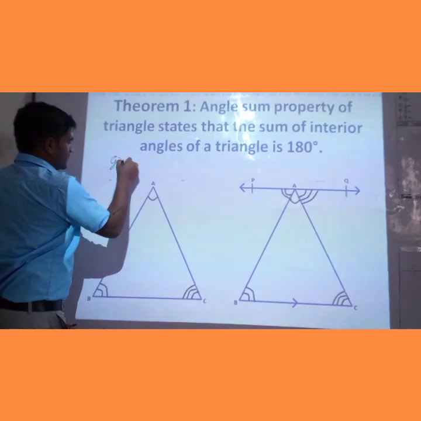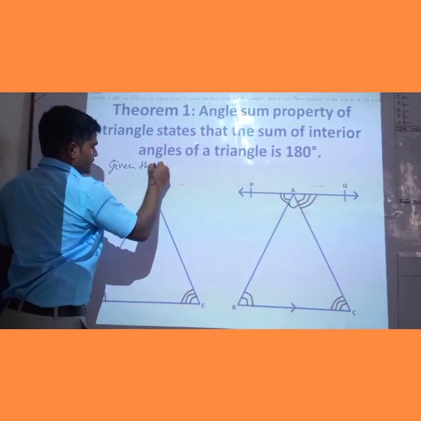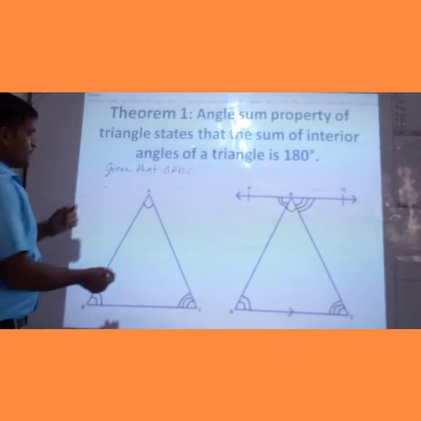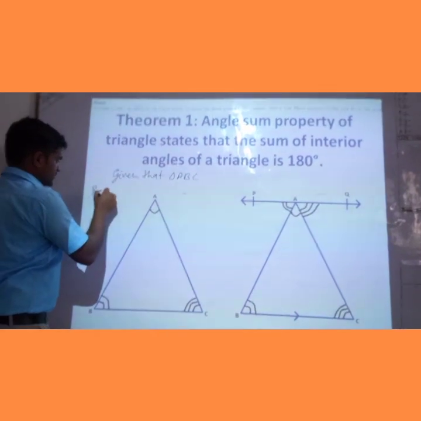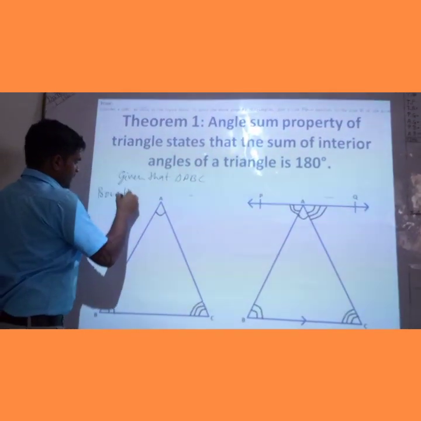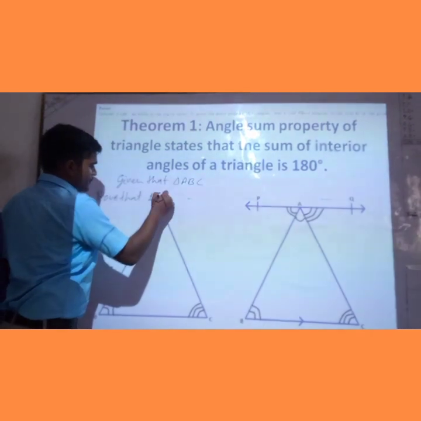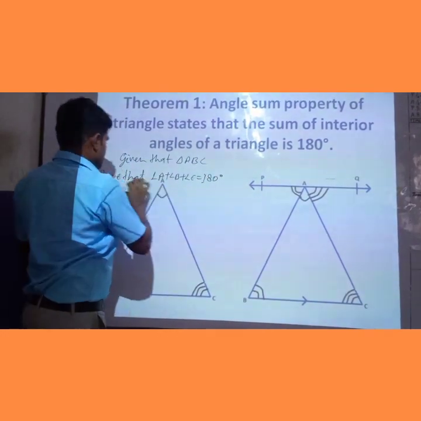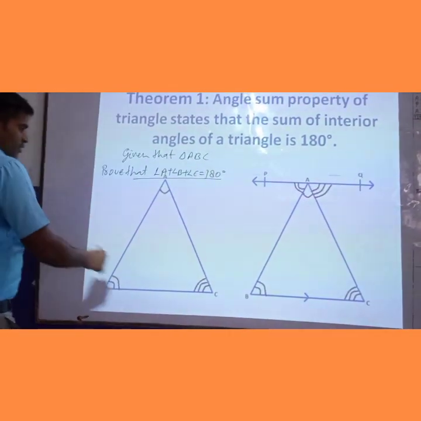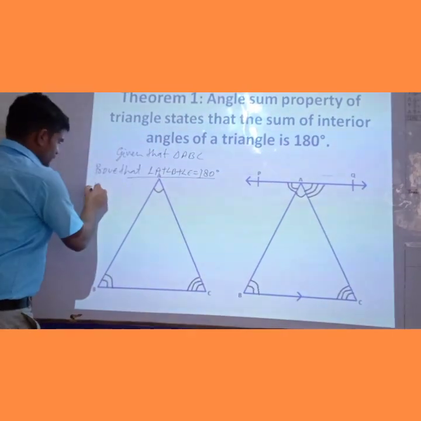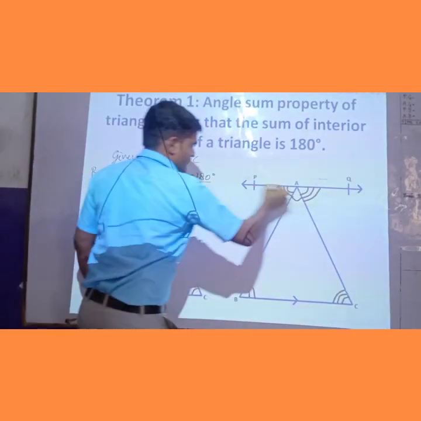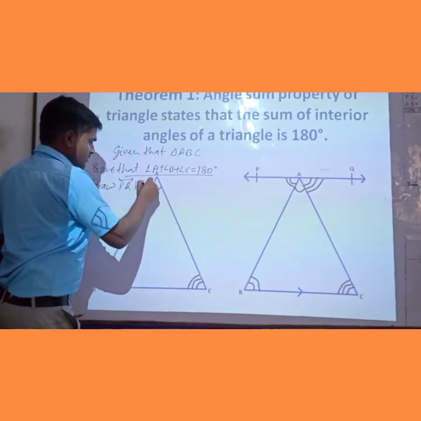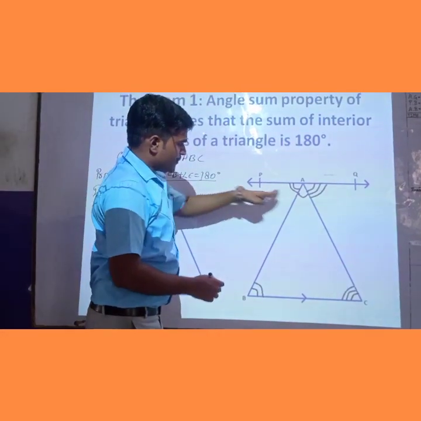Given, what is given? Given that triangle ABC. And we have to prove, what we have to prove? We have to prove that angle A plus angle B plus angle C is equal to 180 degrees. In construction, first step, we draw PQ, a line which is parallel to BC. BC and PQ both are parallel.